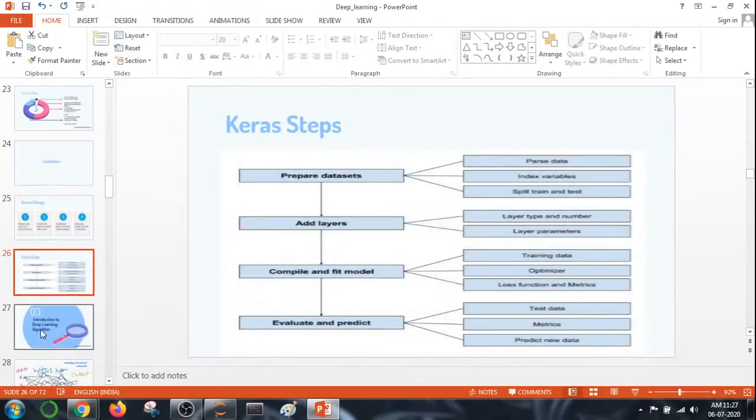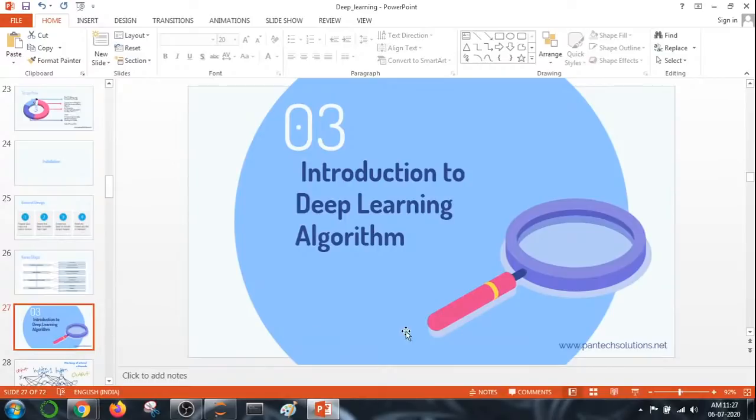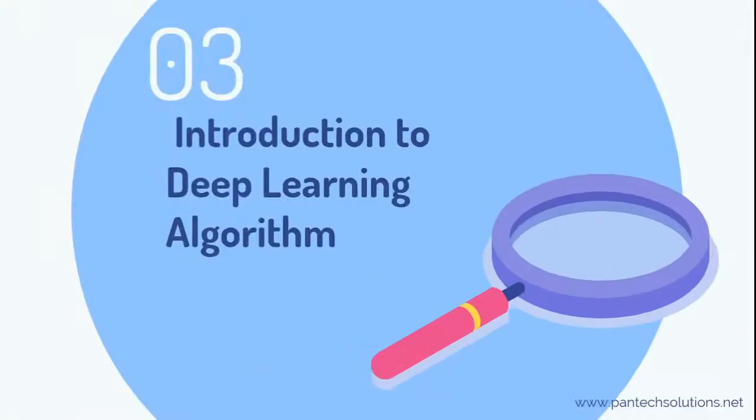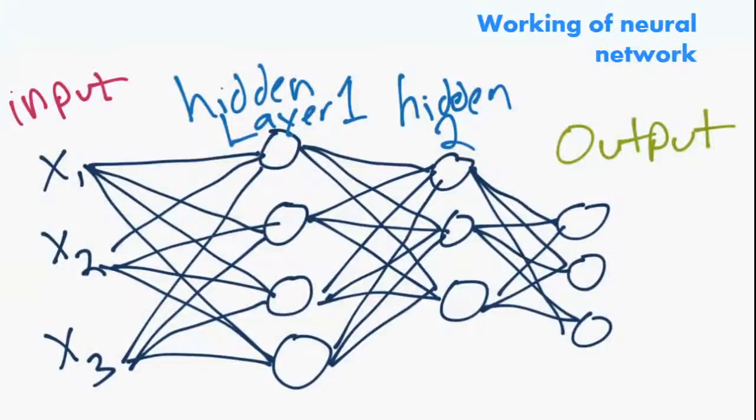And then, introduction to deep learning algorithms. What are the algorithms we can use? Before we go into this algorithm session, remember again how a neural network is formed. We have x1, x2, x3 as input data, then hidden layer 1, hidden layer 2, hidden layer 3, hidden layer 4, each with several neurons.